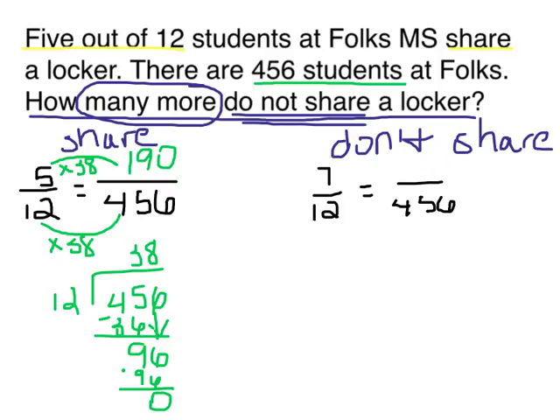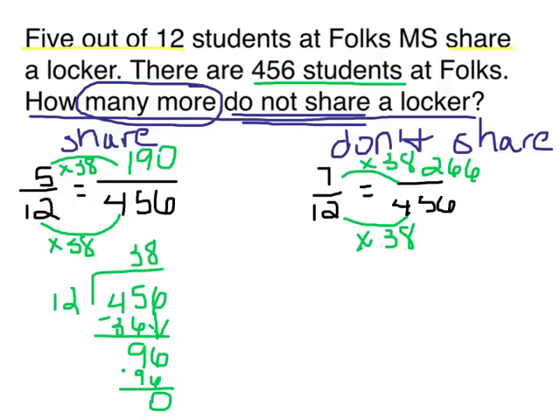We've already established that 12 times 38 is 456. So I'm going to do the same thing to the numerator. 7 times 38 is 266. So 266 students do not share lockers.